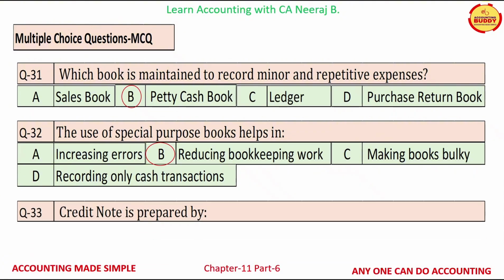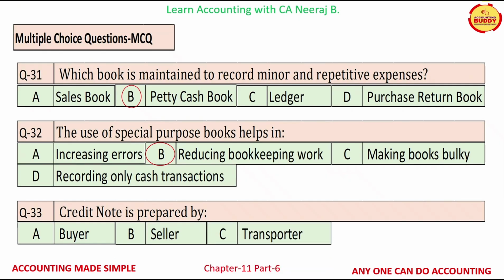Question number 33 is credit note is prepared by, and the available options are option A, buyer, option B, seller, option C, transporter, and option D, auditor. And the correct answer is option B, seller.